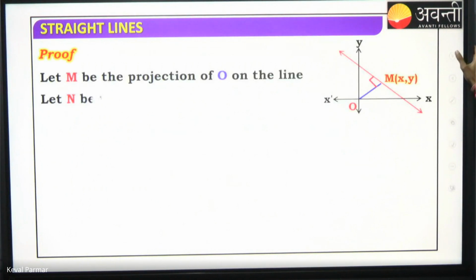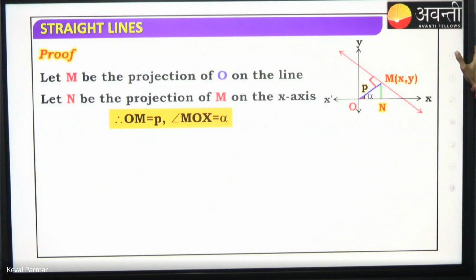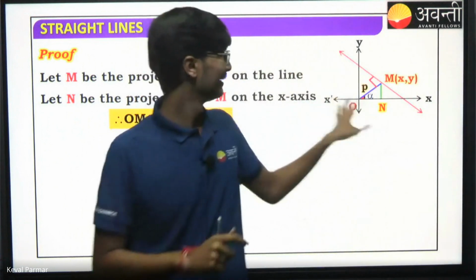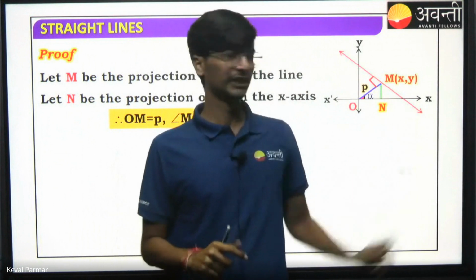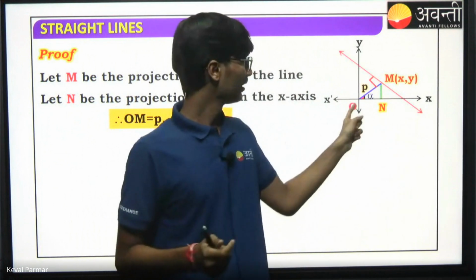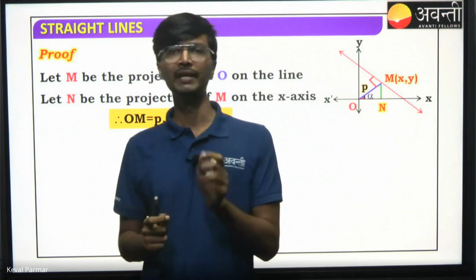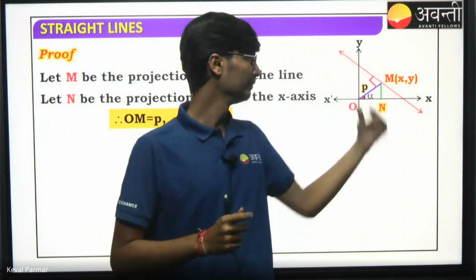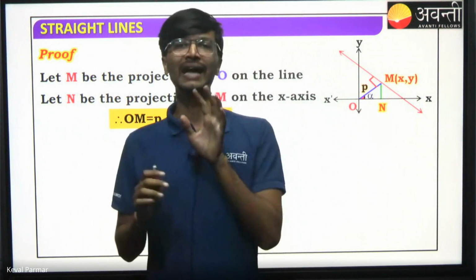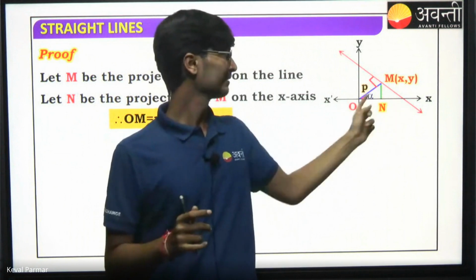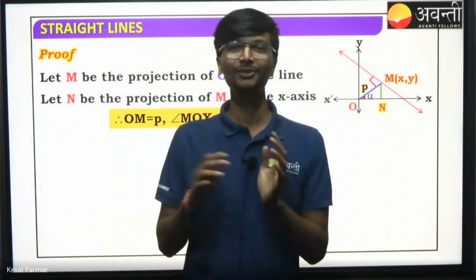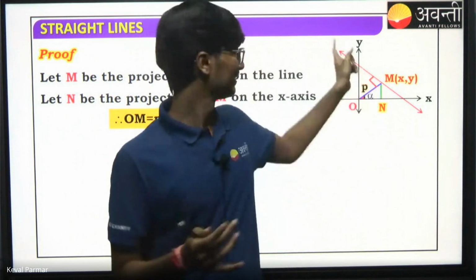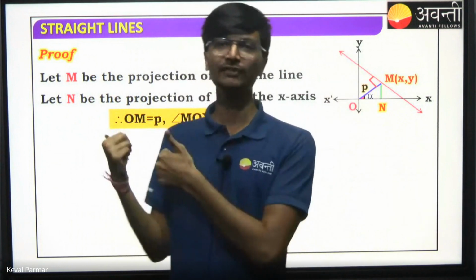These are the given information. Let me explain what it is. Here, this is a line whose equation we need to find. OM is a perpendicular dropped from the origin. So this distance is equal to p and the angle made by OM with the x-axis is alpha. These all are given quantities. Now we have to find the equation of this line, which comes to be x cos alpha plus y sin alpha equals p.